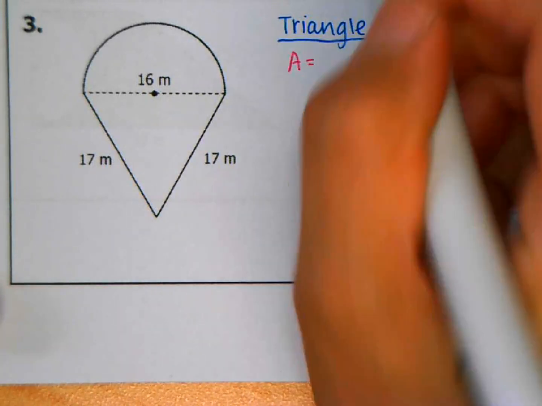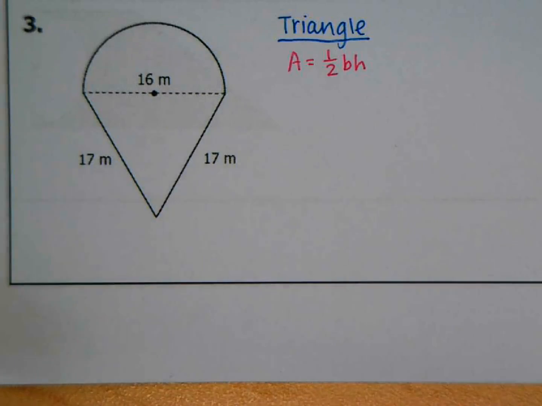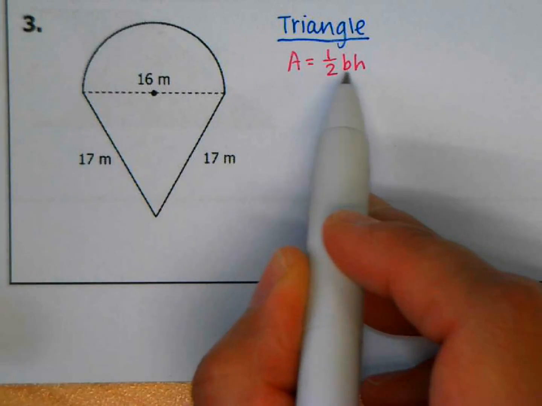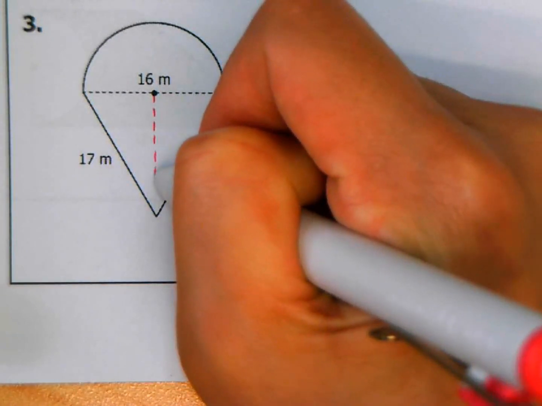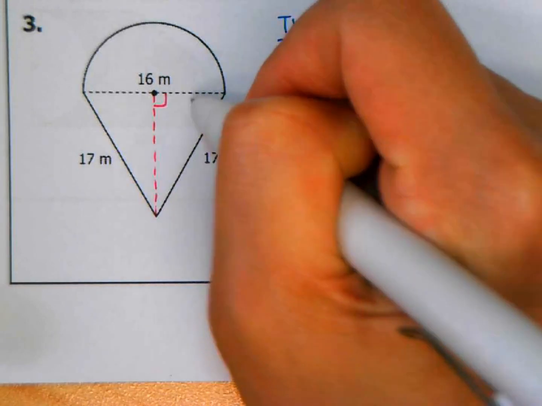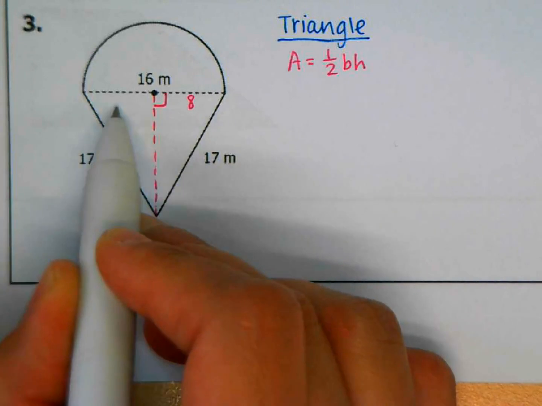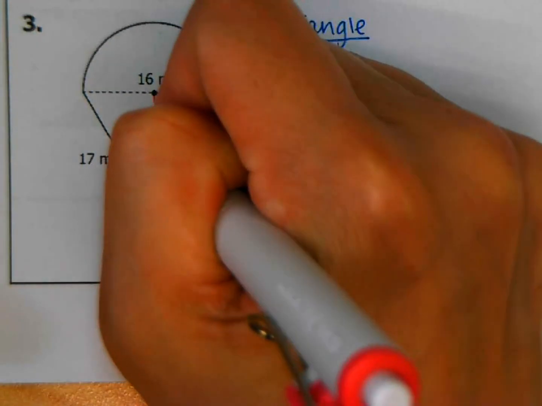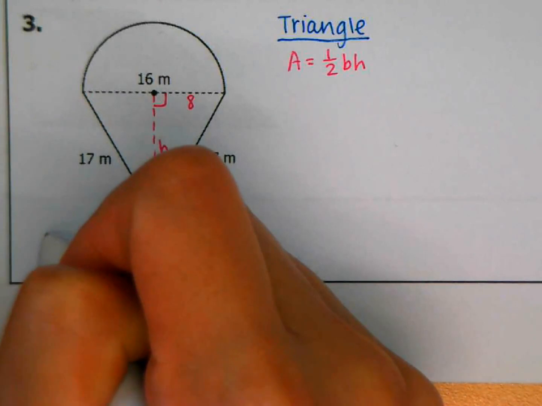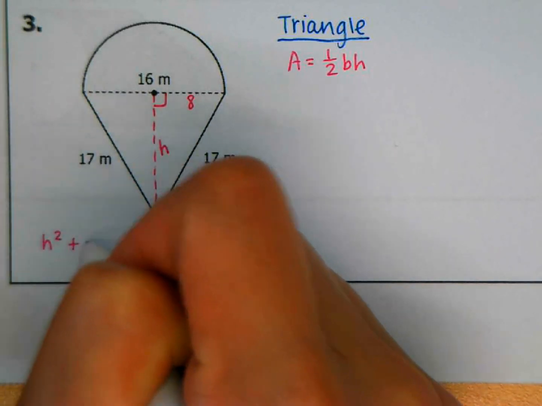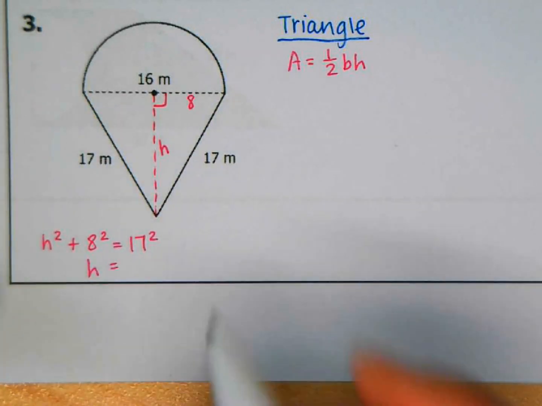That's going to be 1/2 base times height, or 0.5 base times height. Base and height will have a 90-degree relationship, so I don't have that. I'm going to draw it in. And when I do, I've split the base of this triangle into 8 and 8, and I'm trying to find the height. So over here, I'm going to do leg squared plus leg squared is equal to hypotenuse squared, and h is going to end up being 15.